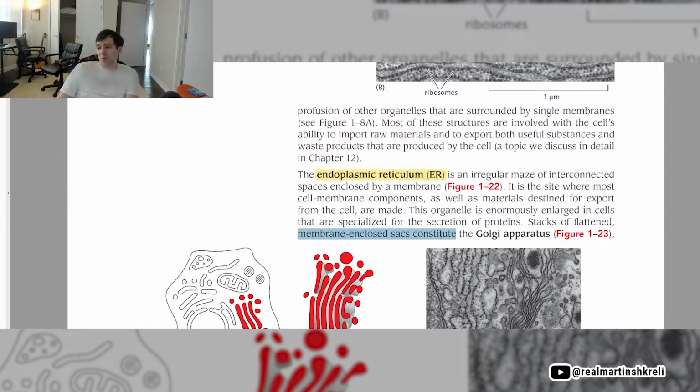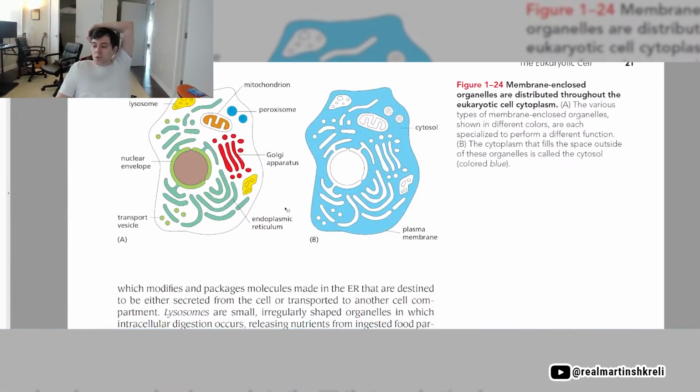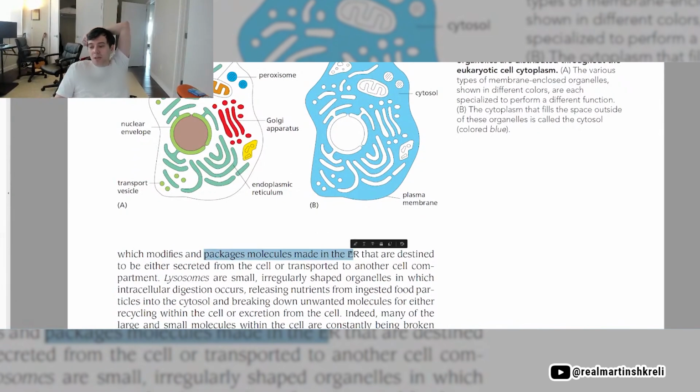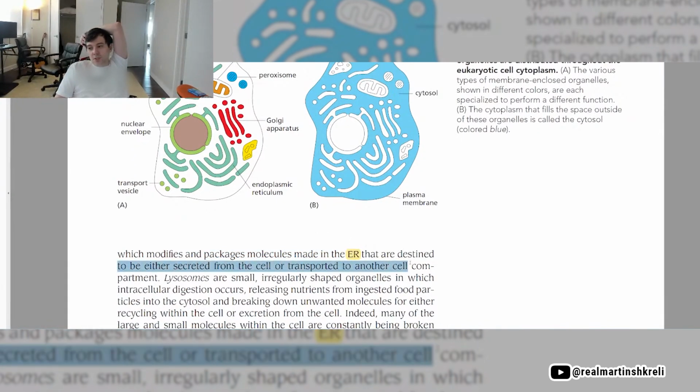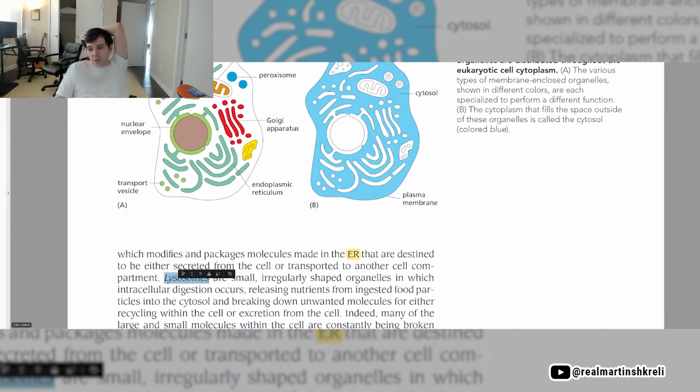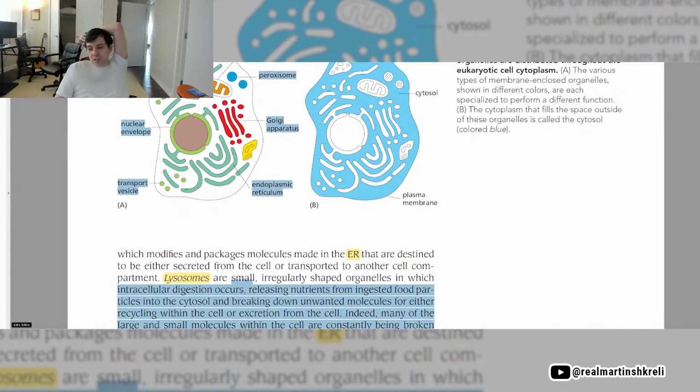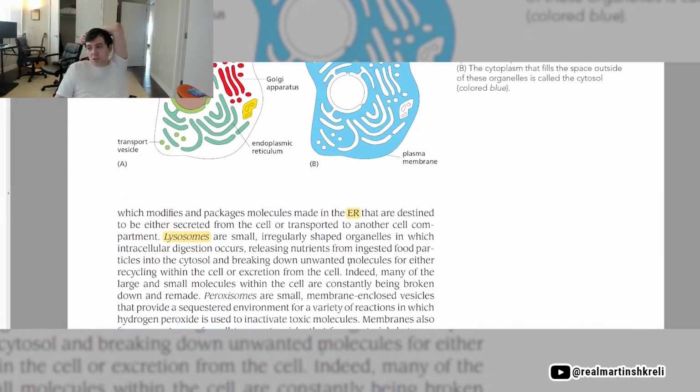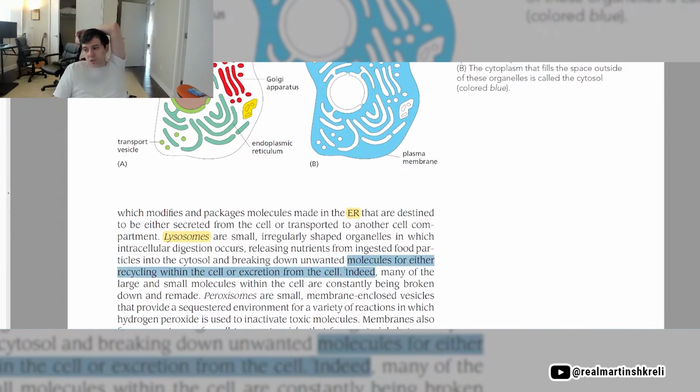Stacks of flattened membrane-enclosed sacs constitute the Golgi apparatus, which modifies and packages molecules made in the endoplasmic reticulum that are destined to be either secreted from the cell or transported to another cell component. Lysosomes are small, irregular-shaped organelles in which intracellular digestion occurs, releasing nutrients from ingested food particles into the cytosol and breaking down unwanted molecules for either recycling within the cell or excretion from the cell.